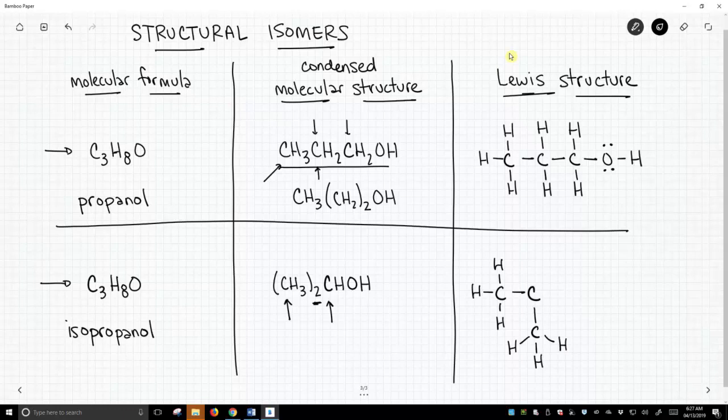Now, our central carbon only has two bonds. It needs two more bonds. We can see from the condensed structure there is a hydrogen on that carbon, so we'll put that in. And then we have the oxygen coming off, so the oxygen with its hydrogen. And then again, neutral oxygen, it's going to have two lone pairs to complete its octet, and that's that structure. So these are isomeric structures. We call these structural isomers.